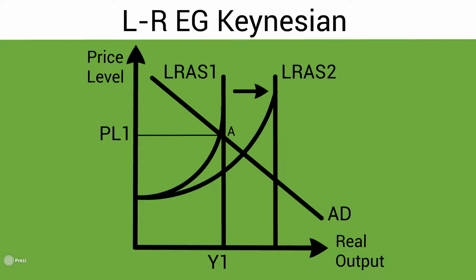With the same level of aggregate demand, the economy will be in a new long-run equilibrium at point B, where the price level is lower, PL2 rather than PL1, and output in the economy is higher, Y2 rather than Y1. Long-run economic growth is represented by the increase in output moving from Y1 to Y2.